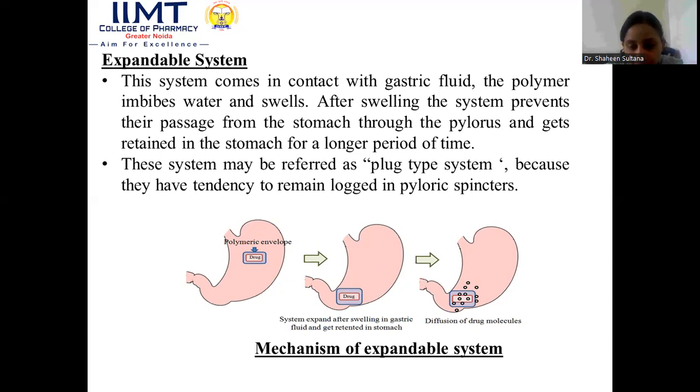When it comes in contact with the water, it swells. After swelling, its size is increased, so it will be retained in the stomach. So this type of system is known as a plug type system, because it has a tendency to remain locked in the pyloric sphincter.